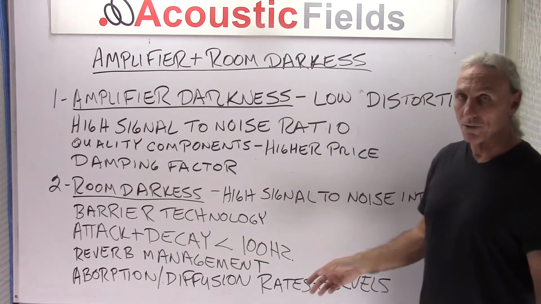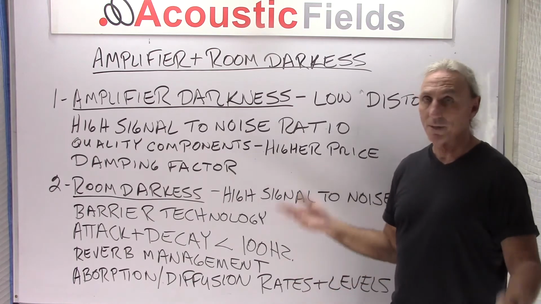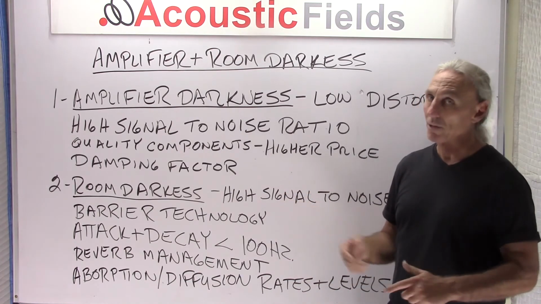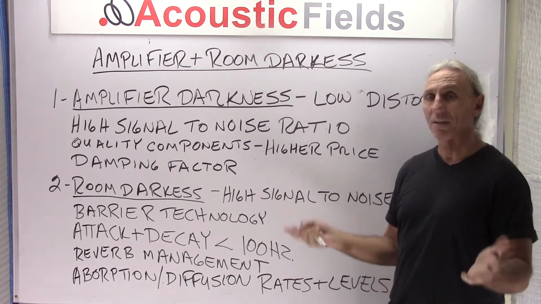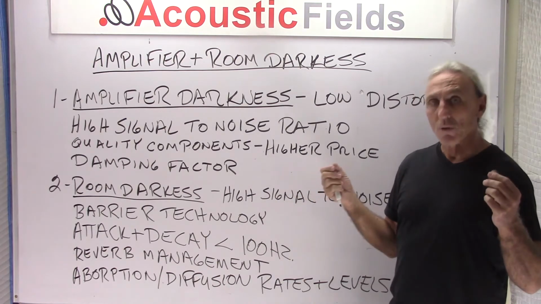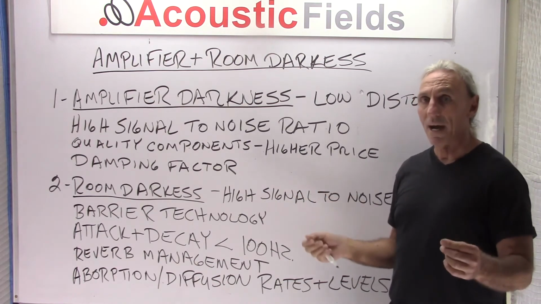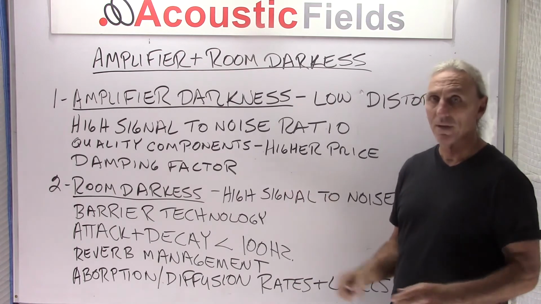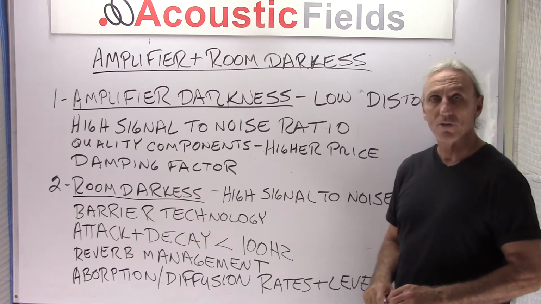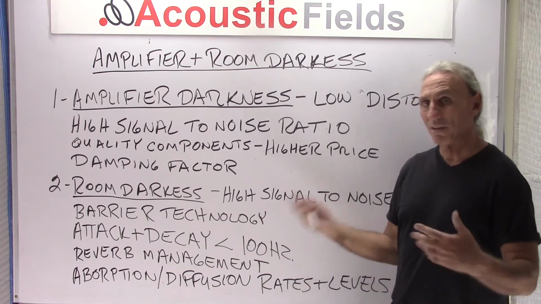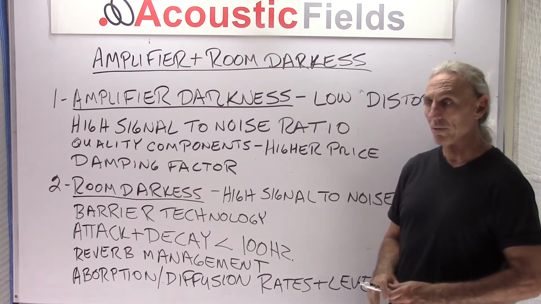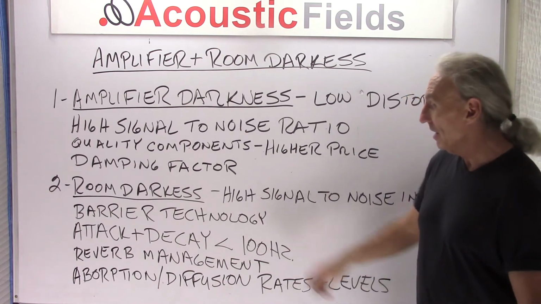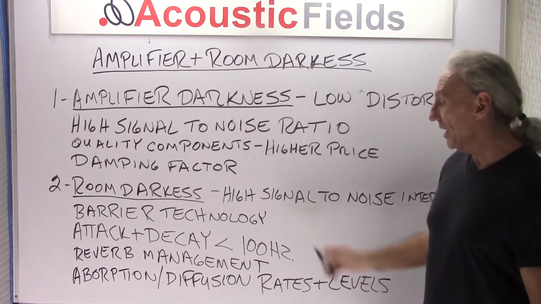So what's really critical for our room darkness? Attack and decay rates, especially below 100 cycles. If you don't get that low end right, you don't let each note live and die on its own volition and separated and defined, it's just soup. It's mud, and that's no way to have your presentation and your soundstage. So attack and decay below 100 cycles.